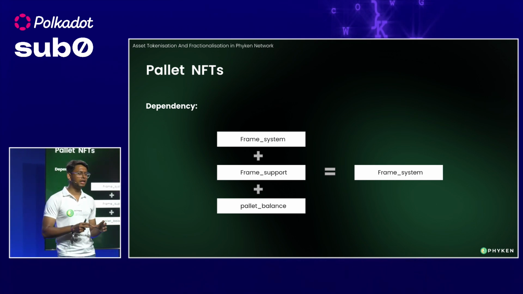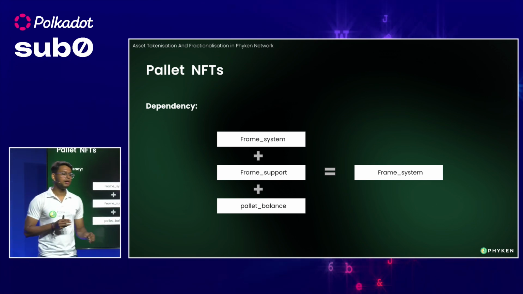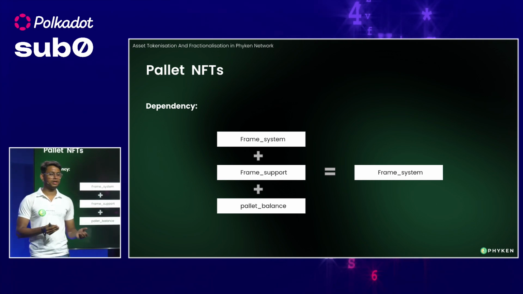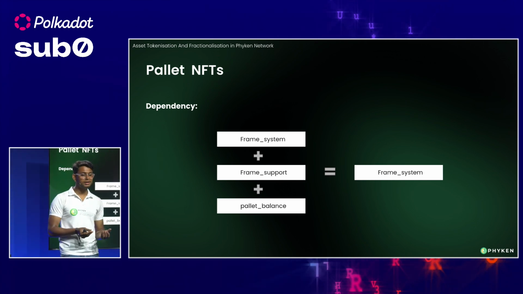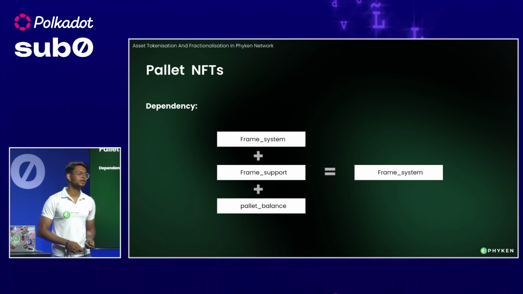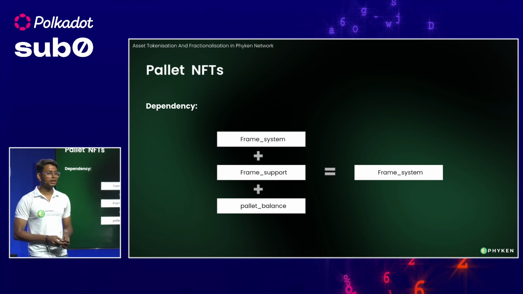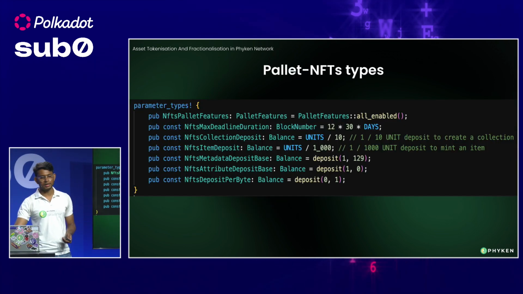So yeah, Pallet-NFT is fairly simple. It has very few dependencies. The first one is frame system, support. The probably major one is pallet balances. I think there is a mistake here that goes as Pallet-NFT. So these are the dependencies that Pallet-NFT actually has.